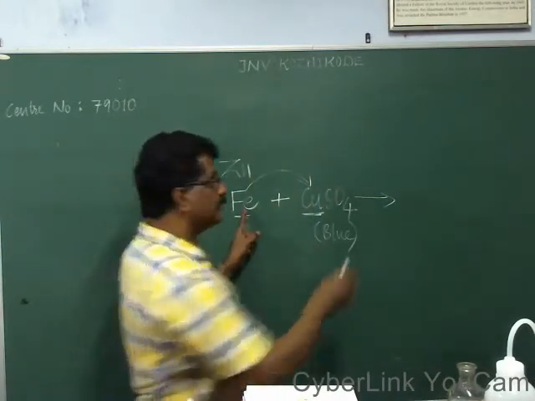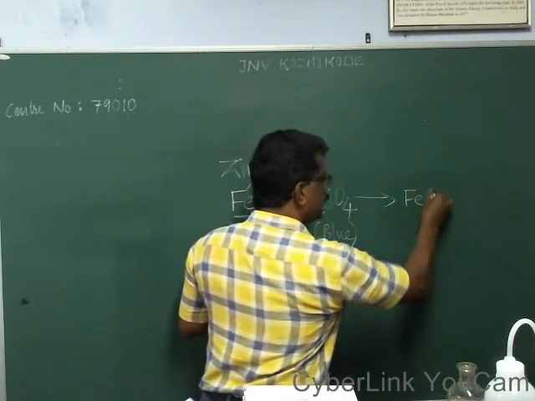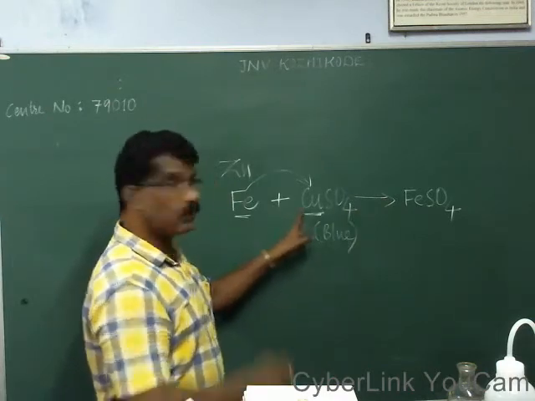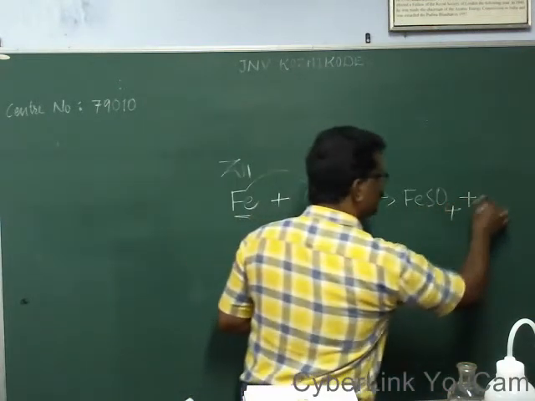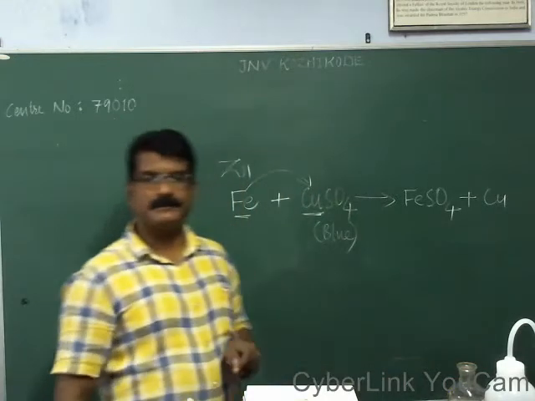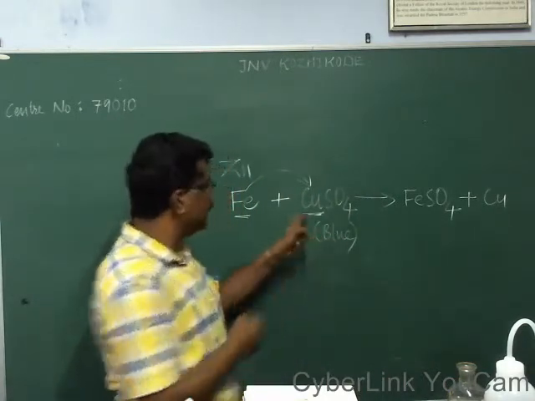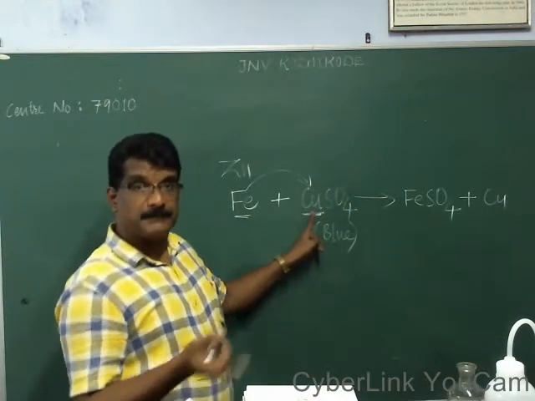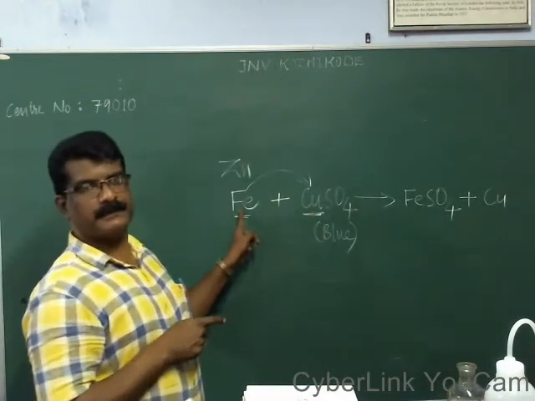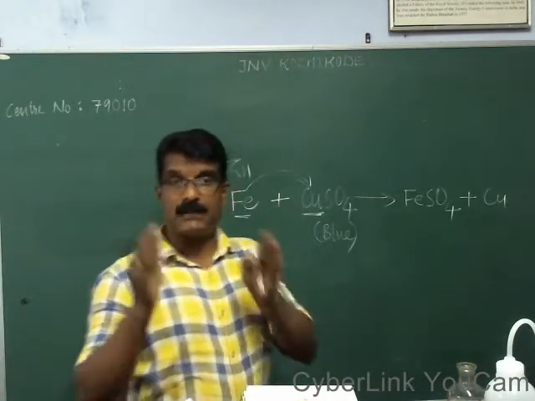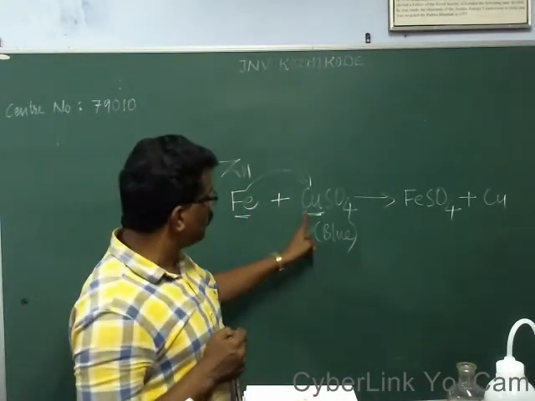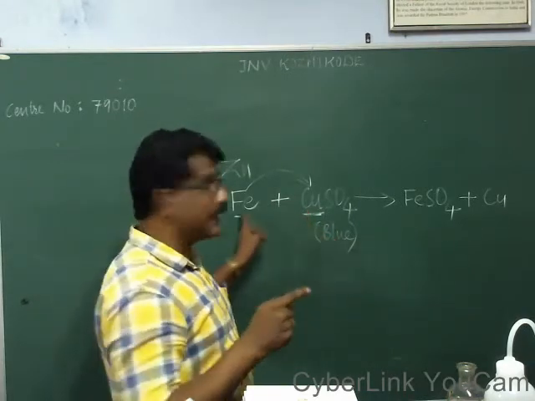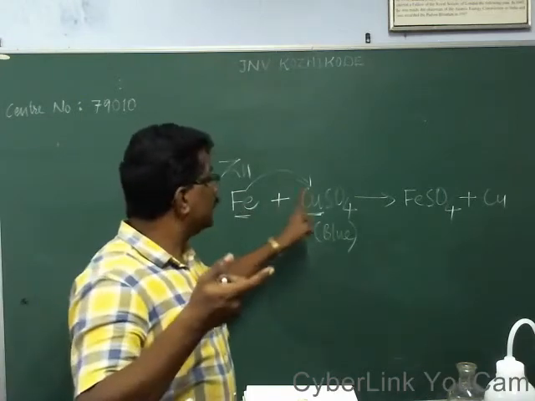So what happens? It becomes FeSO4, iron sulfate, and the copper will be displaced, plus copper. Okay, this is called displacement reaction. You see, from copper sulfate, the copper is displaced by iron. From this reaction, we can understand one factor. Why is copper displaced from copper sulfate? Because iron is more reactive than copper.